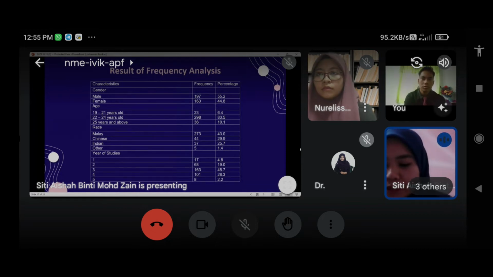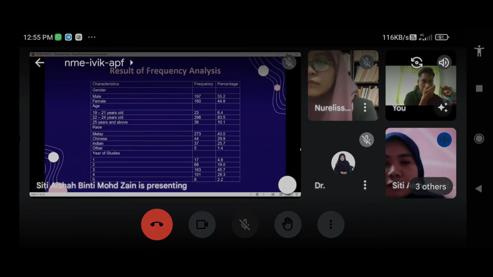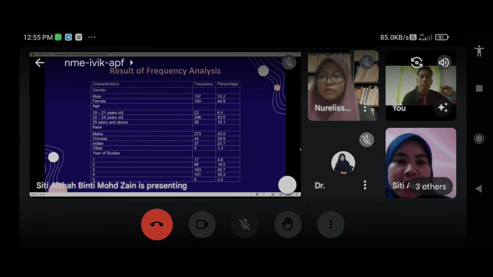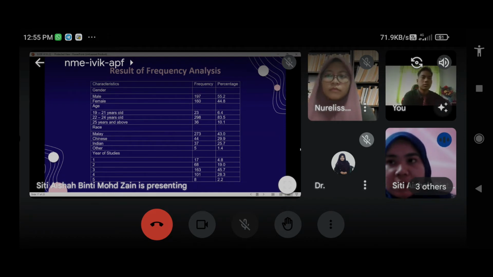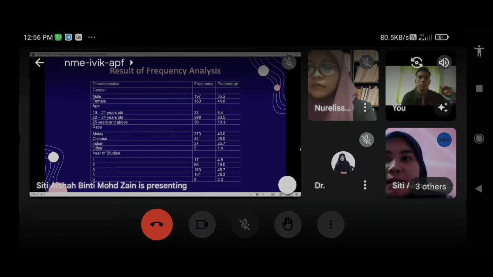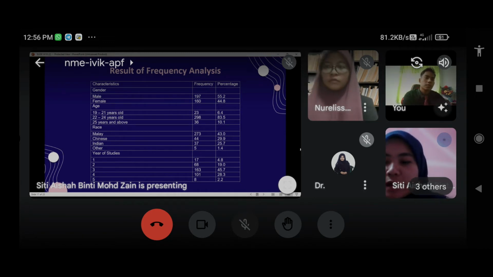I will proceed with this section. The gender distribution of a total of 357 respondents collected from the survey. There are two gender groups, namely male and female. There were 197 respondents representing male and 116 respondents representing female. It showed that the number of male respondents is higher compared to female respondents in this study.